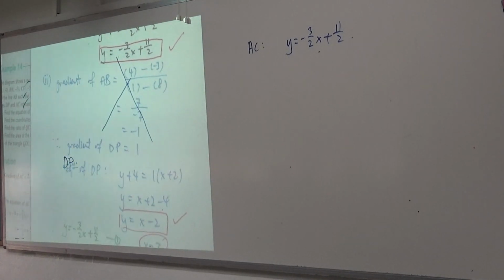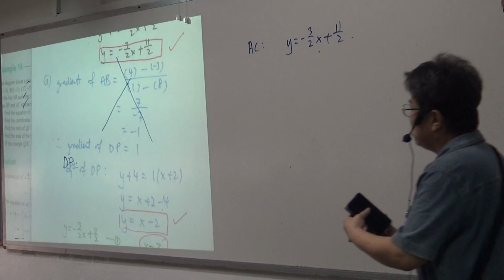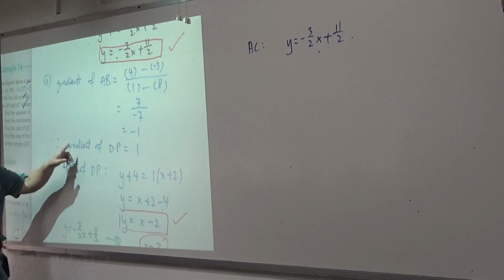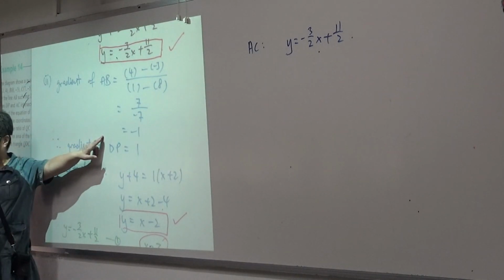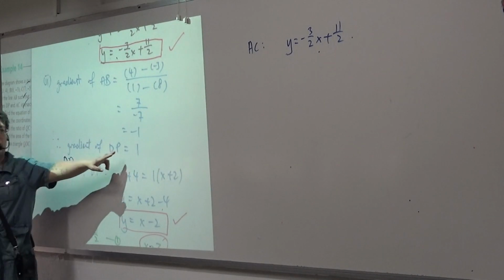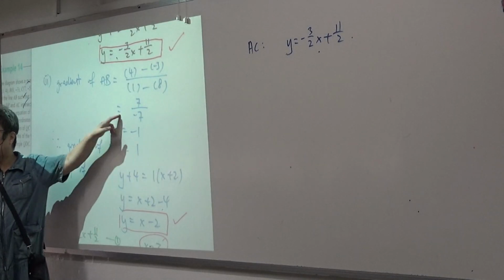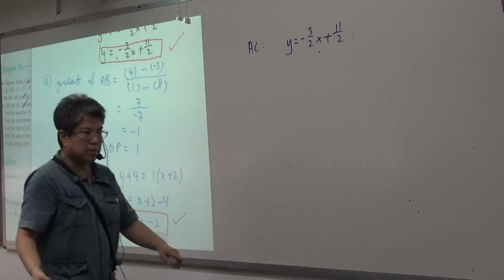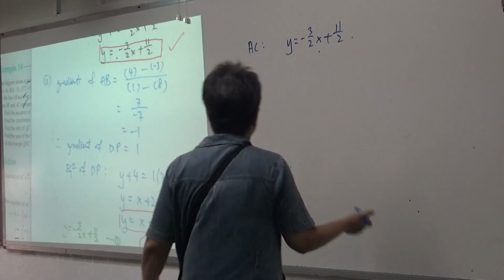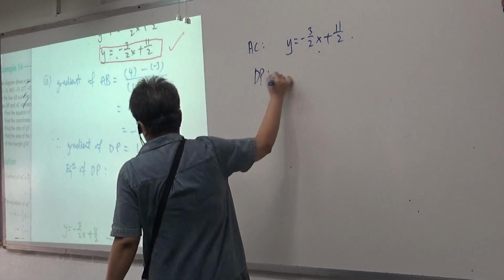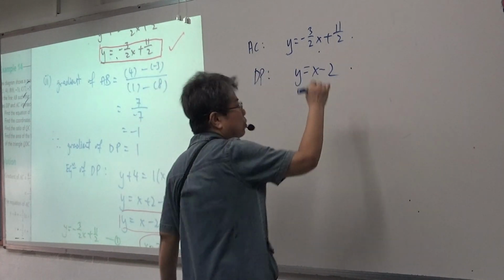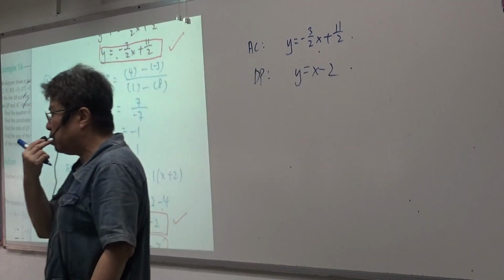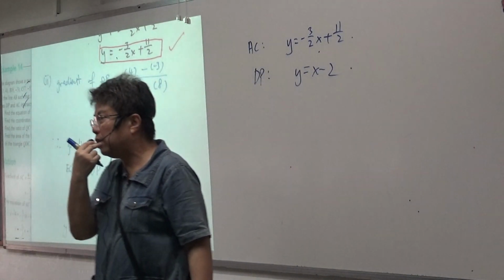Now, look at this. Gradient of AB, this one is a very simple one. Gradient of AB is negative 1. So gradient of BP must be 1, right? Because multiplied together they give negative 1. So I will find the equation of BP as y equals x minus 2. Am I right? Now, if I solve these two simultaneous equations, I can get the coordinates of Q.